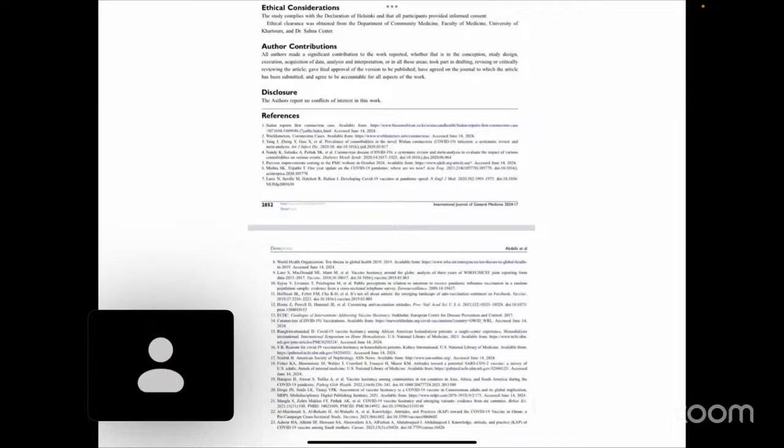Here we see additional parts that some journals may ask you to provide, which is the ethical considerations. And here, clearly, the ethical clearance was obtained from the Department of Community Medicine, Faculty of Medicine, and so on. And then the author's contribution, and then disclosure, like all authors report no conflict of interest, and references. References have to follow the journal's guidelines.